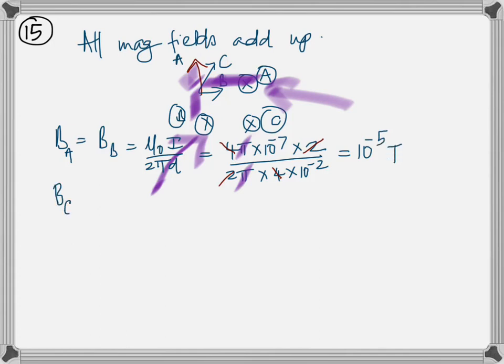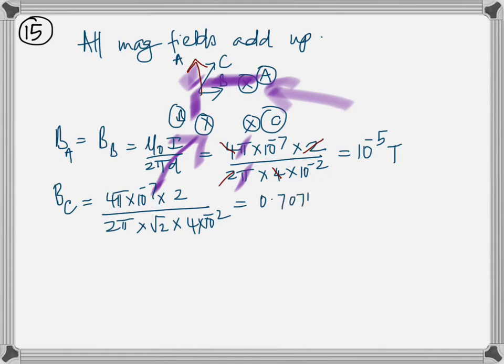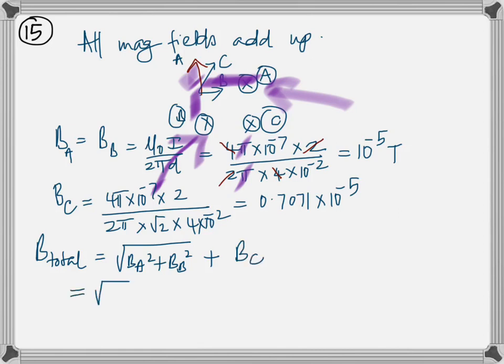10⁻⁵ Tesla. Then find the magnetic field due to C, which is again the same formula, same current, but the distance is different. The distance will be square root 2 times 4 times 10⁻². So I calculated that as 0.7071 times 10⁻⁵. Then I have to find the total of all the three, this way. Find the magnitude of that.